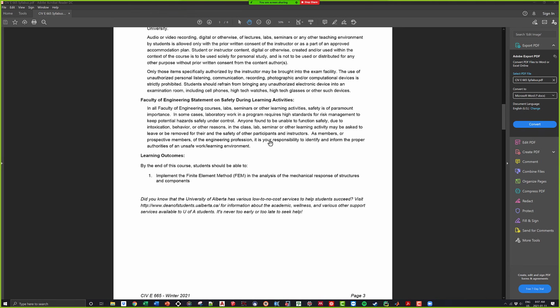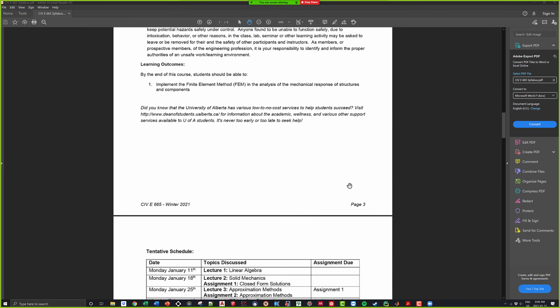And then, of course, the learning outcomes for this course. There's going to be lots, but in essence, we want you guys to be able to implement the finite element method in the analysis of the mechanical response of structures and components. So I know that there's a lot of mechanical engineers out there, a lot of chemical engineers. You guys may say, oh, I'm not too concerned about structures. The good part is it doesn't really matter. Once you figure out the finite element method for something like steel, you can apply it to whatever you want. I'm not too sure what you mechanical or chemical engineers do, but there will be a way to implement the finite element method into whatever you're doing.